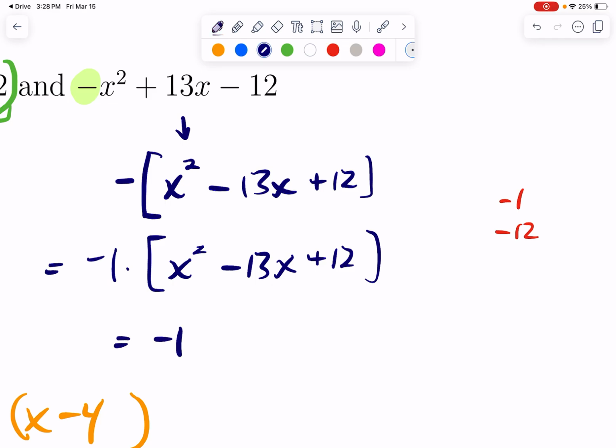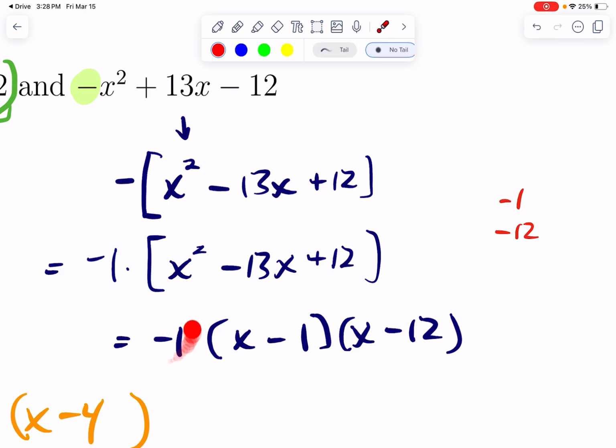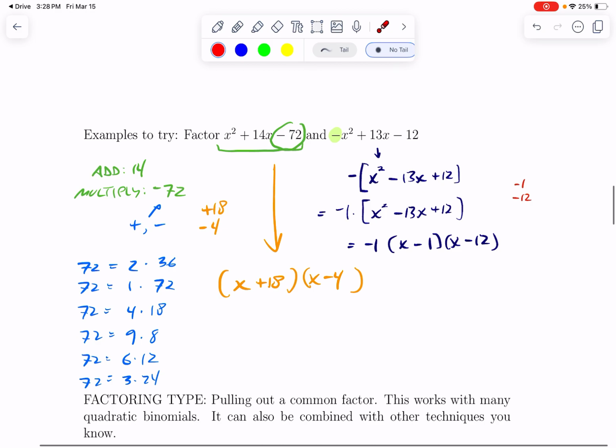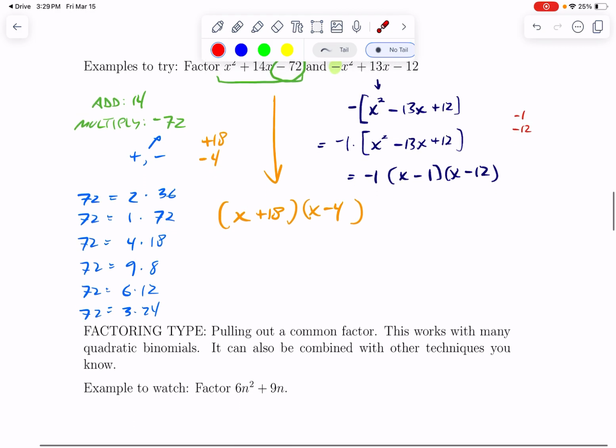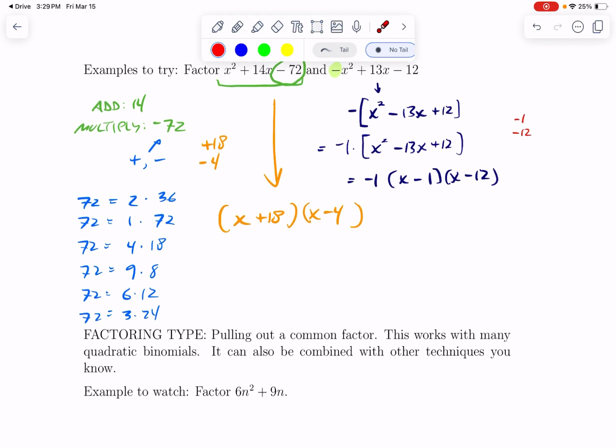So we have this is negative 1 times x minus 1 times x minus 12. That is our complete factorization. Just treat the negative as its own factor. So those are the easiest factoring problems.